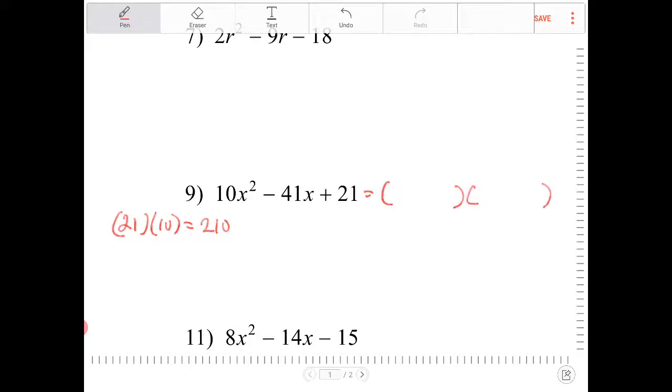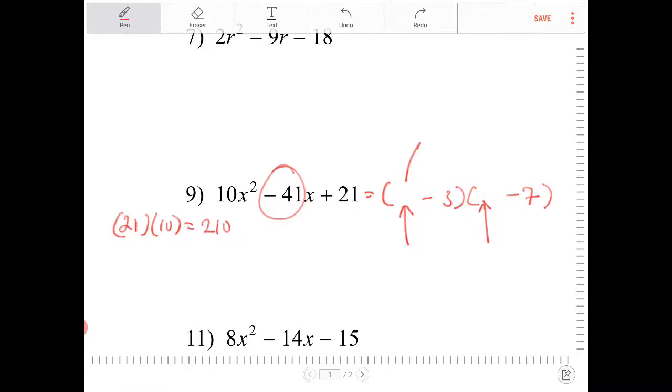And again, just a little bit of number sense here. I noticed that 21 is there, right? So that means the possibilities are I have to have 3 and 7 there. And because the middle number here is negative, that means both of these must be subtraction. So now my only work is I got to figure out what has to go here. The only way that would work, where I would end up with negative 41, while at the same time these numbers multiply to 10, is if I have 5 and 2. So I have to have 5x and 2x here.